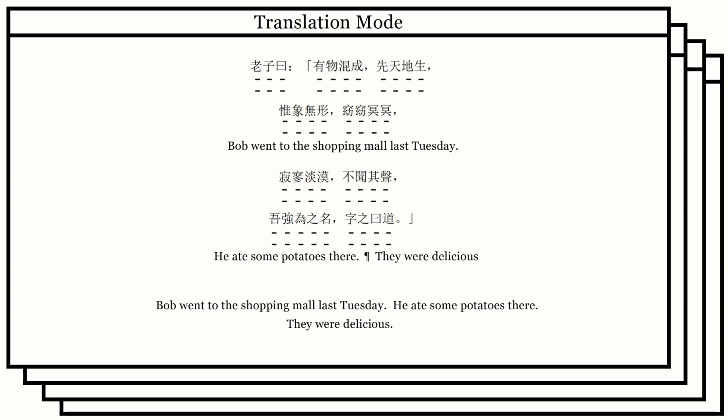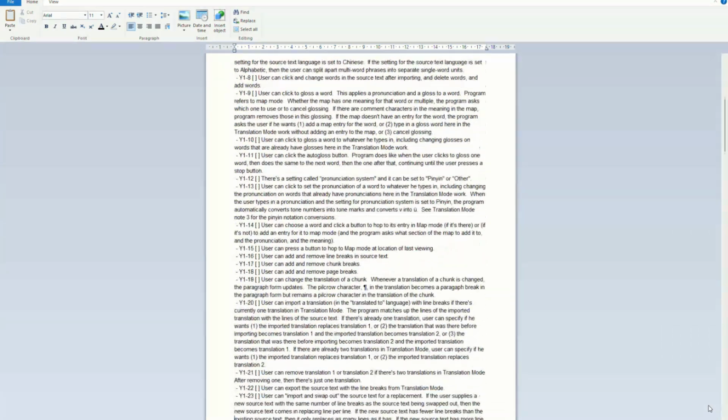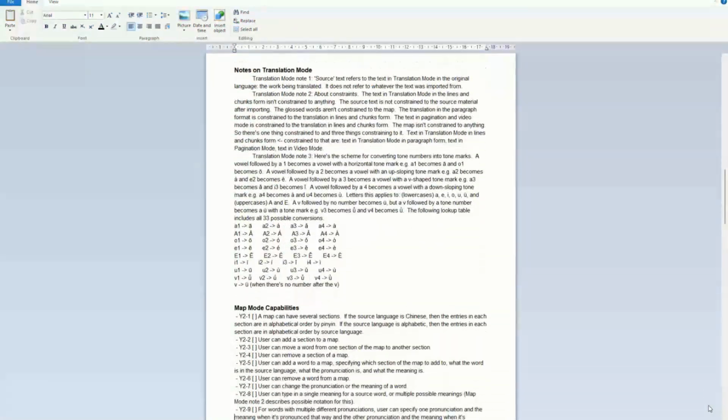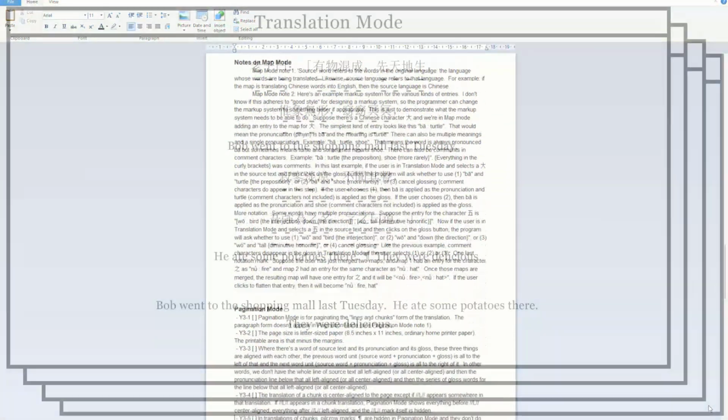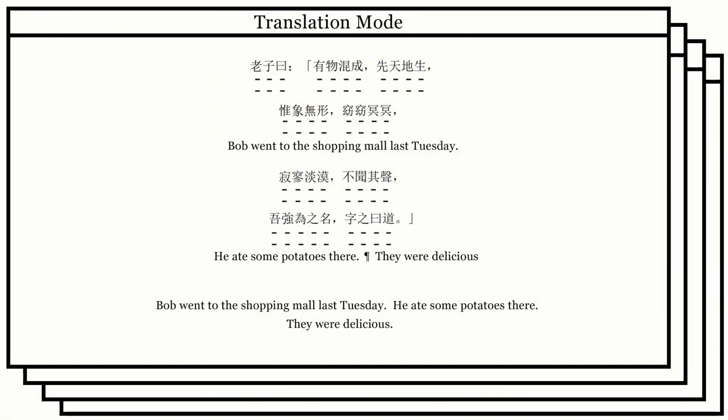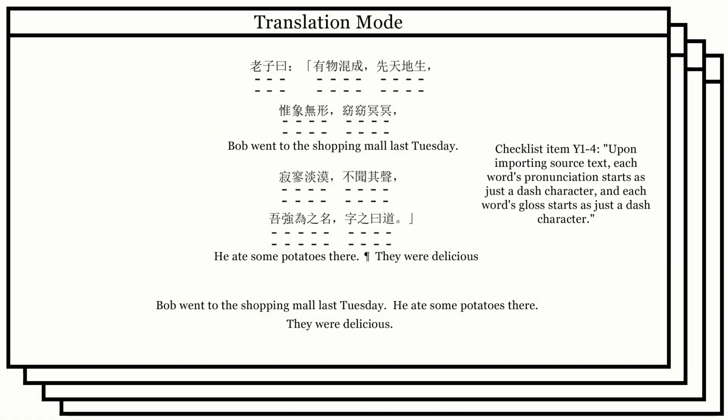In the course of this video, I'm going to cover all the checklist items for all the modes, plus all the notes that go with those in the specification. One I already covered but didn't cite yet. Checklist item 1-4. Upon importing source text, each word's pronunciation starts as just a dash character, and each word's gloss starts as just a dash character, as we've seen.